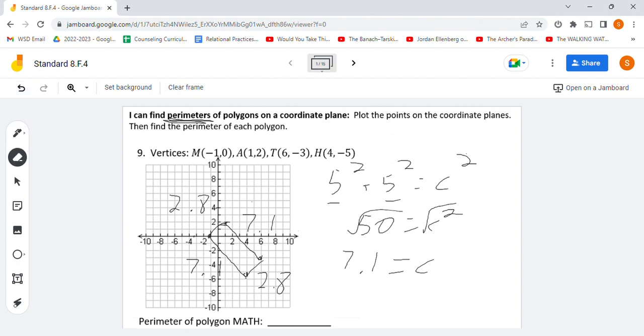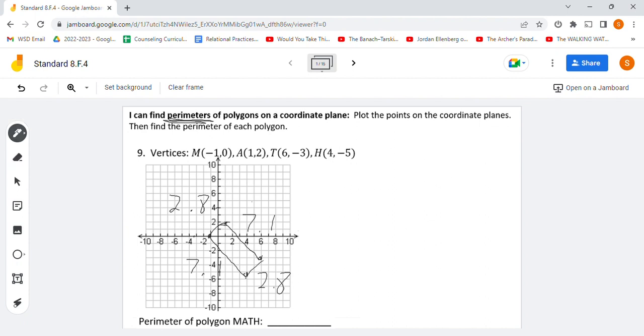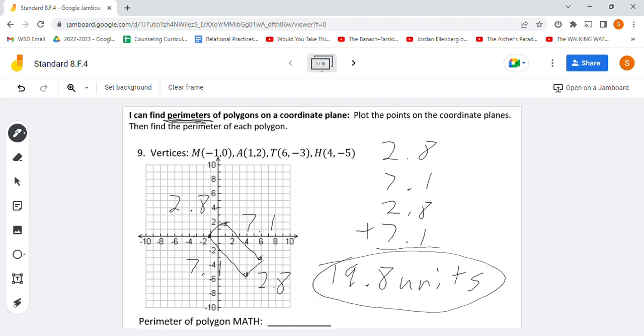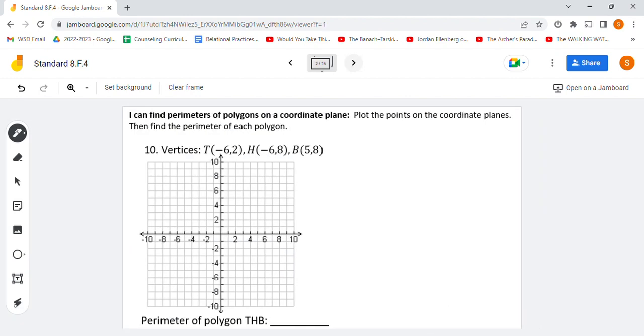So we now have the measures of all 4 edges of our rectangle, and we can add them up. So we end up with 2.8, 7.1, 2.8, 7.1. Add those all up, and we get 19.8. I don't know the exact units, so I'm just going to write units, and that is our perimeter for this first one. On the second one, our vertices are negative 6, 2, negative 6, 8, and 5, 8.